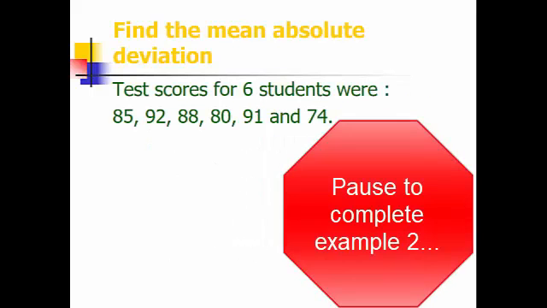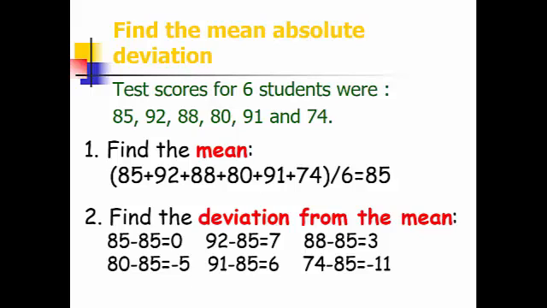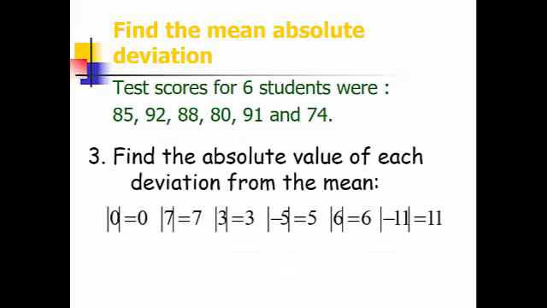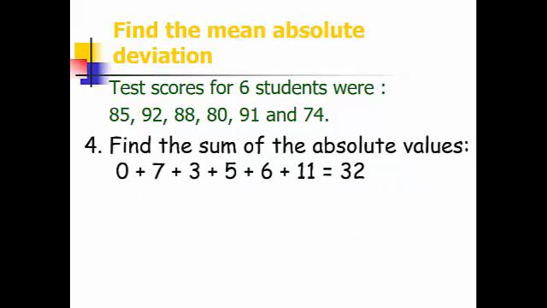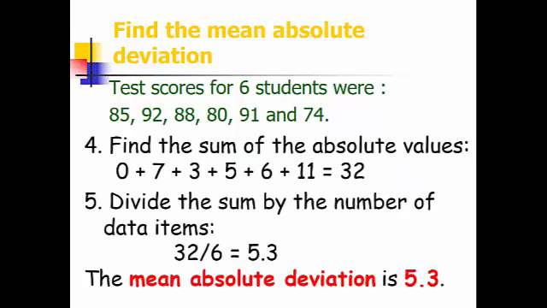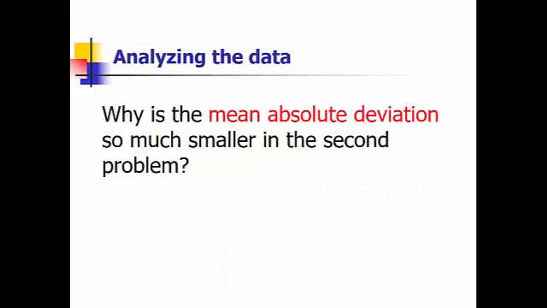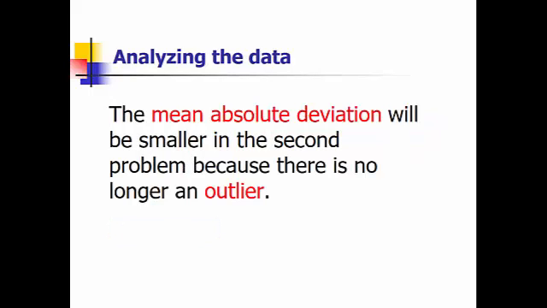You pause here and just go ahead and do all those steps on your own. So the mean was 85. The deviations are shown. When we added all of those deviations, it was 32, and then we divide that by 6, and we get 5.3 for a mean absolute deviation. Why is it so much smaller in the second problem? Because we are missing that outlier of 20.